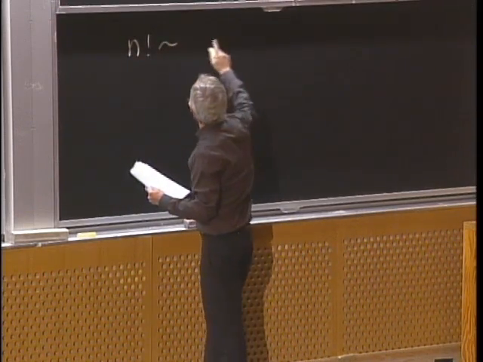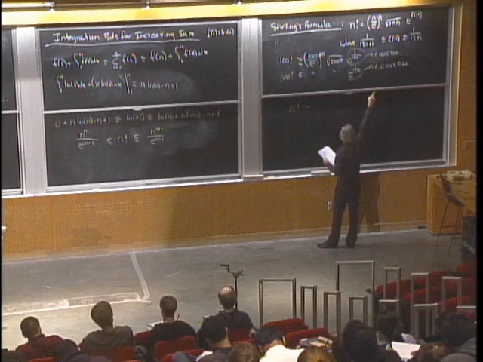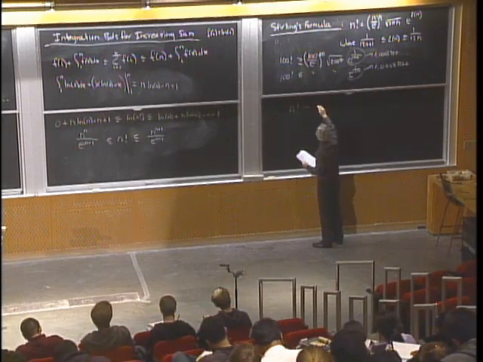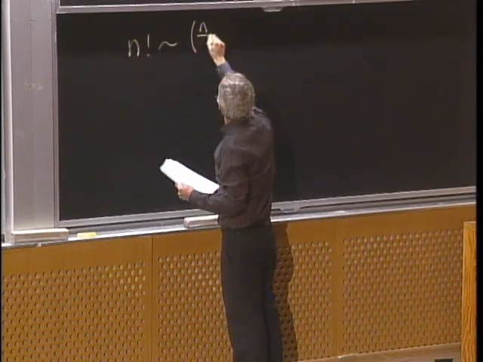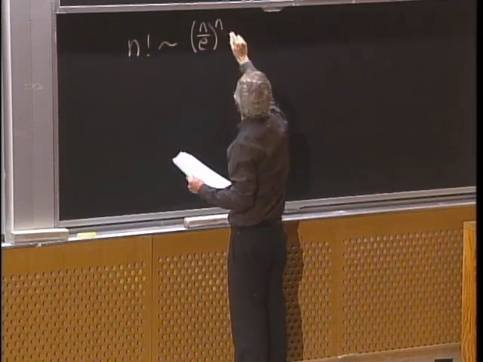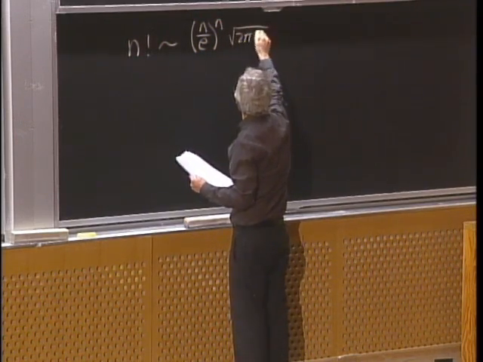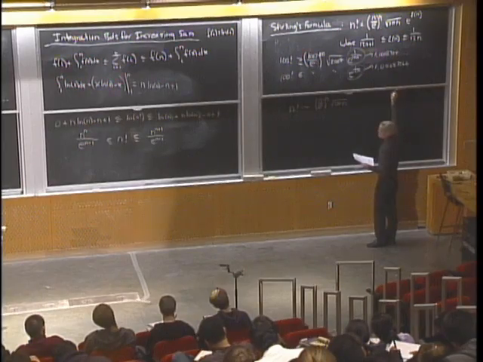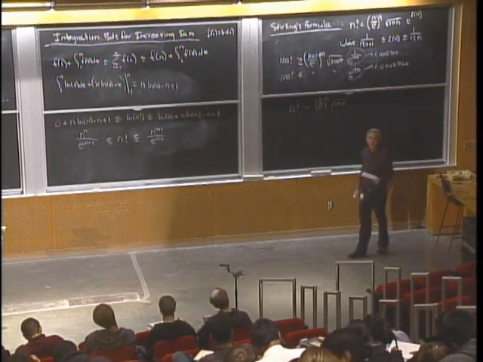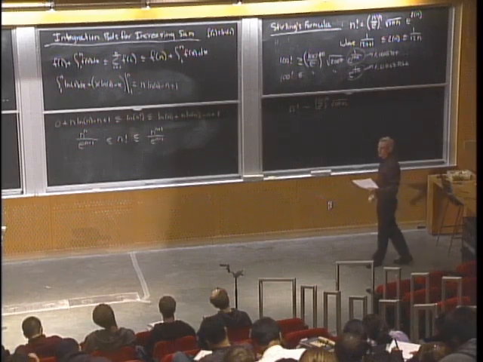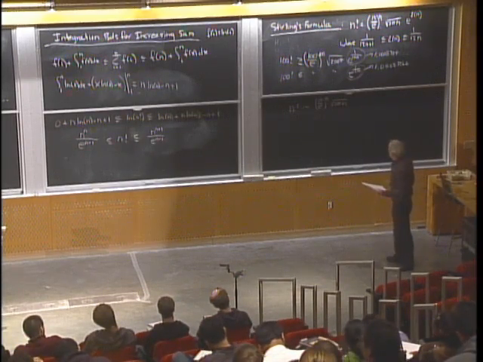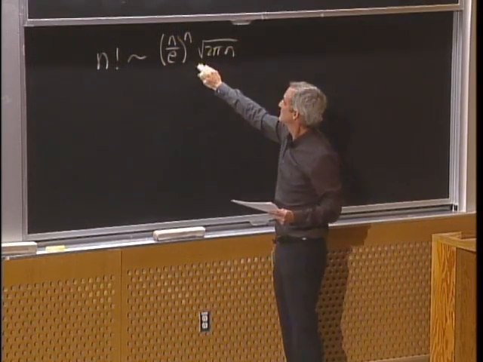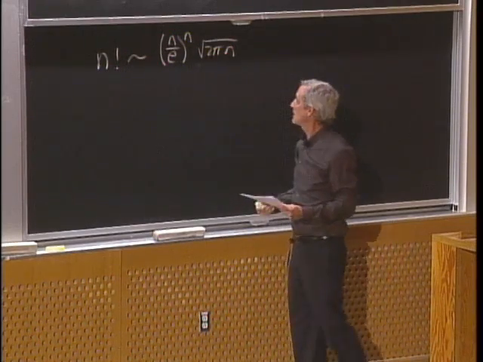More typically, you'll see it without that e to the error term, and you just see n factorial written as tilde (n over e) to the n times the square root of 2 pi n. All right, because that e to the epsilon n goes to 1 in the limit. So it sort of disappears when you go to the tilde notation. And this, in fact, is a lower bound on n factorial and very close to the right answer.